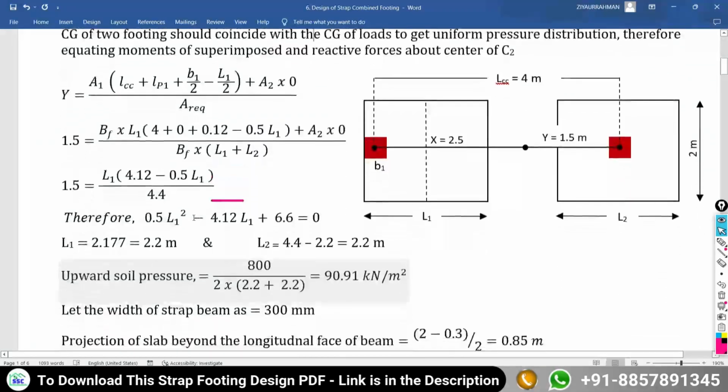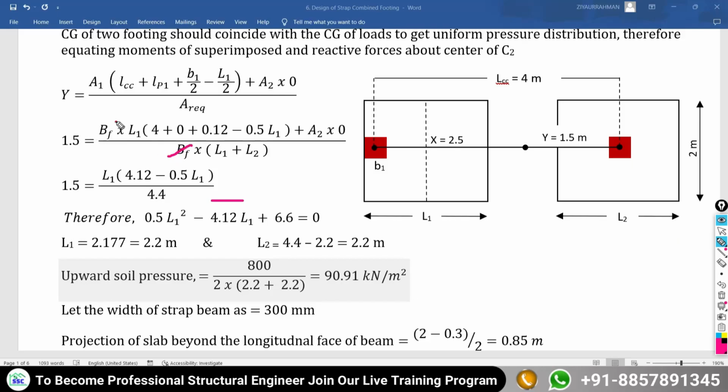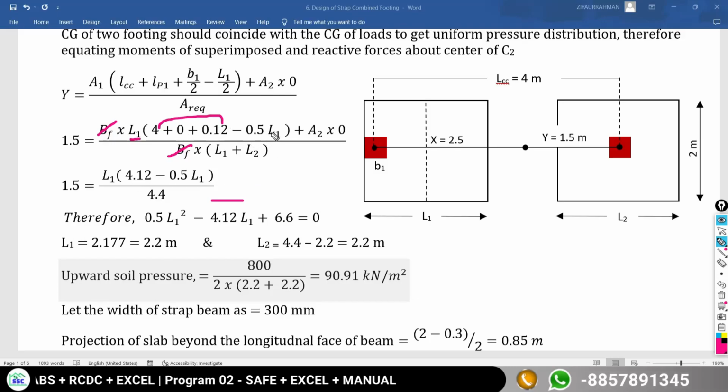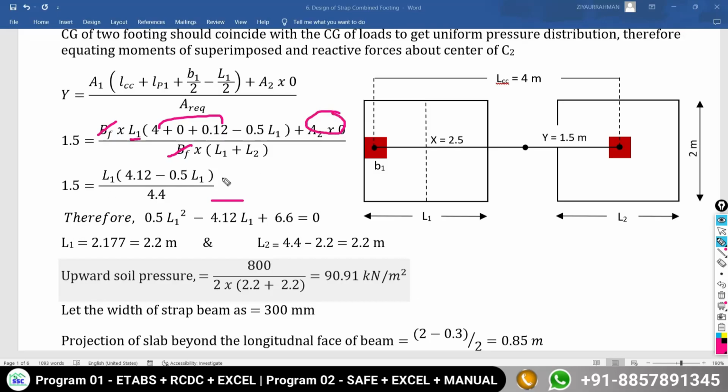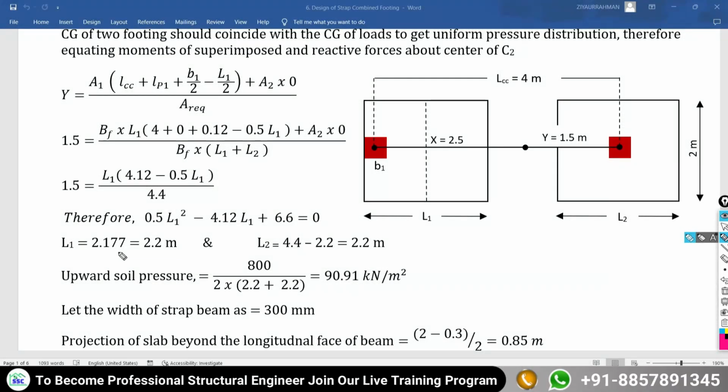So 4.4, and the width of the footing is in the denominator here and in the numerator there, so I am going to cancel it. Now, this L1 will be there, multiplied by the total addition 4.12 minus 0.5 L1. The A2 term is going to become 0, so nothing is there. Divided by L1 plus L2, which is 4.4, equals 1.5. If you take this over, it becomes 6.6, and it becomes 0.5 L1 square minus 4.12 L1. If you solve this quadratic equation, we get the value of L1 as 2.177.